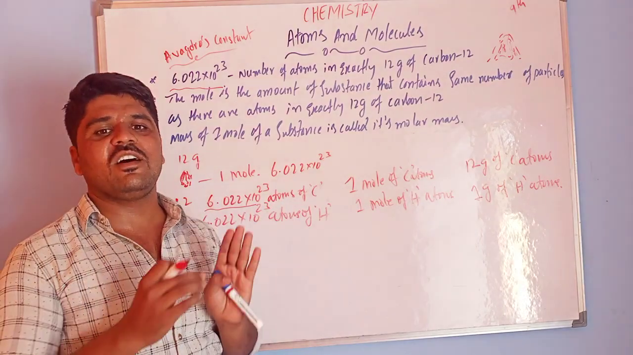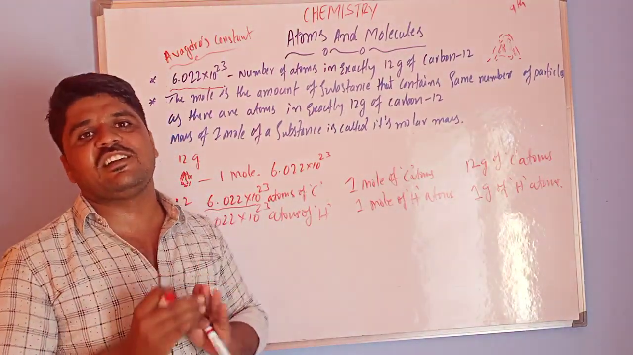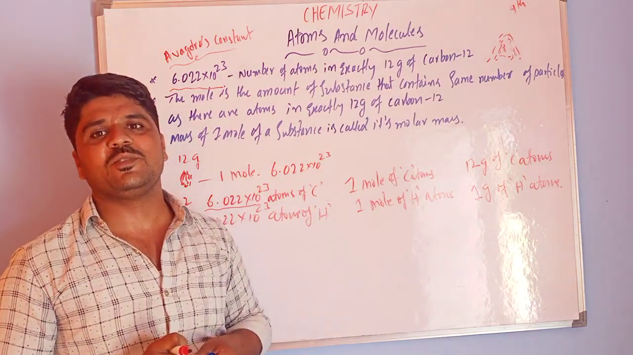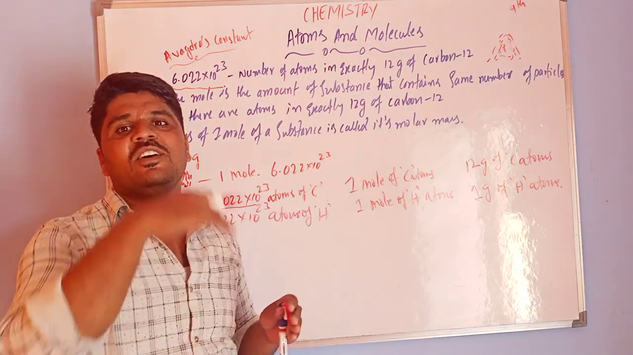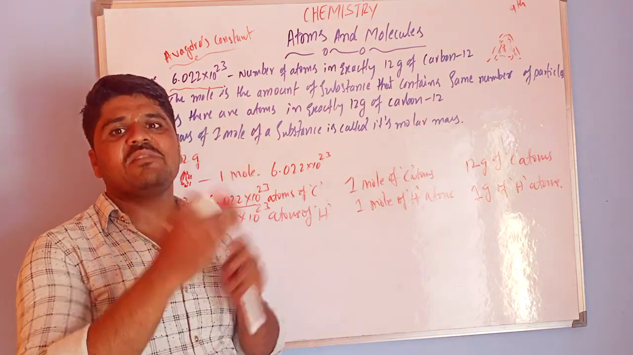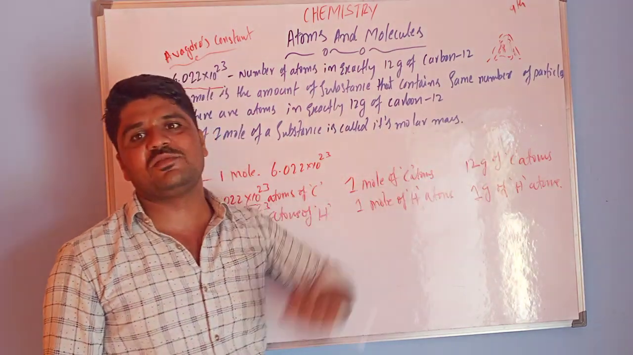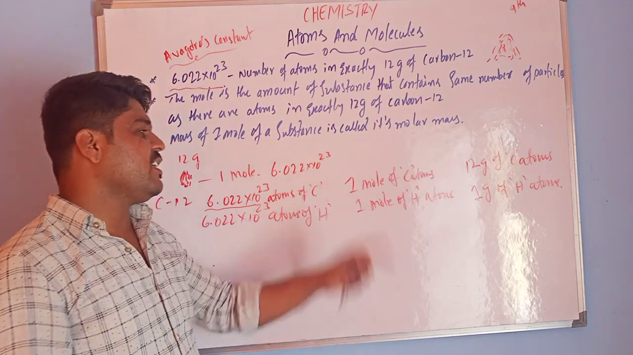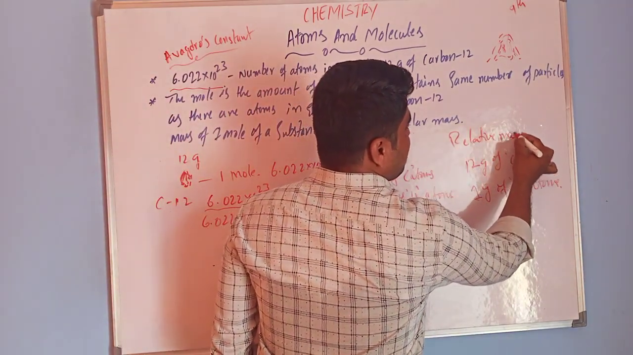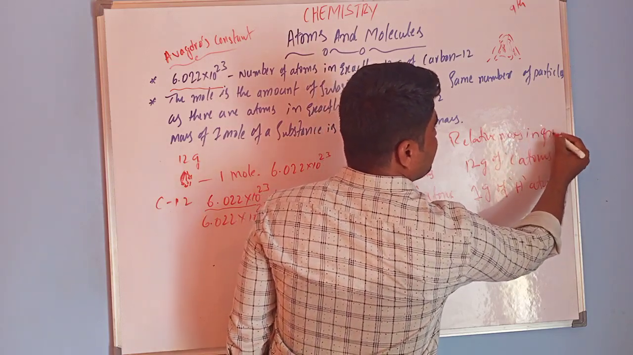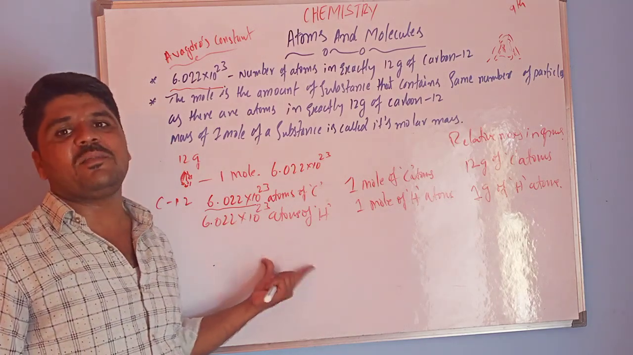This is today's class on the mole. I think you all clearly understand this mole concept. So 1 mole is equal to 6.022 into 10 to the power of 23 particles. That is the number. And the relative mass in grams is the mole value. So this is the number of particles.